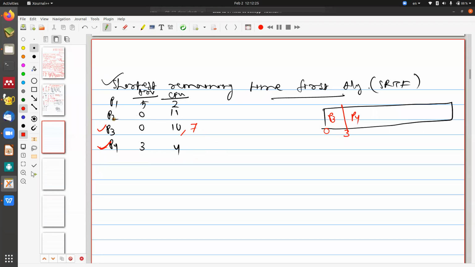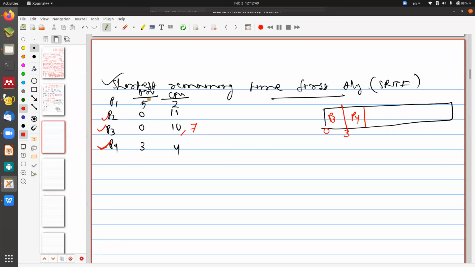P4 now. This is P1, P2, P3, P4. It has executed from 0 to 3. It has reached 3, so 3 to 5, 3 to 5 hours. No problem. So it is executed until the next process arrives.